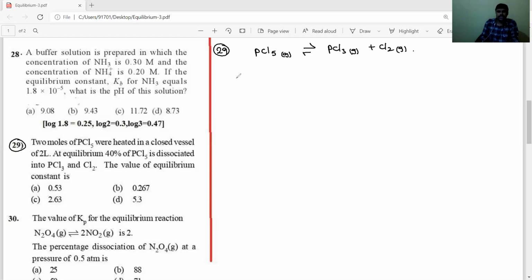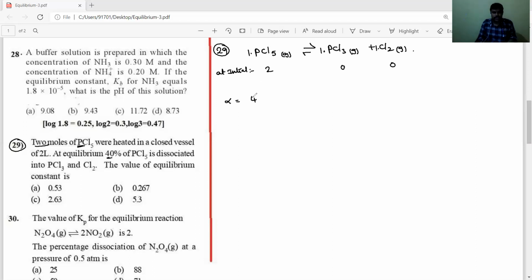Okay, at the initial state, only 2 moles are present, and it is 0 and 0, because in the question they gave 2 moles of PCl5, and it is a balanced equation. According to this, 1 mole of PCl5 decomposes to give 1 mole of PCl3 and 1 mole of Cl2. Now it decomposes, and 40% of PCl5 is decomposed. That alpha is equal to 40%.